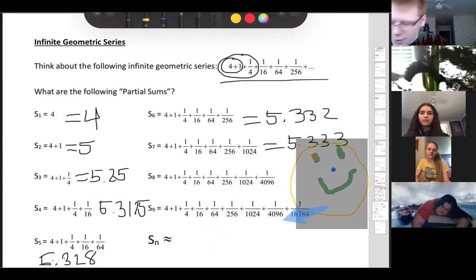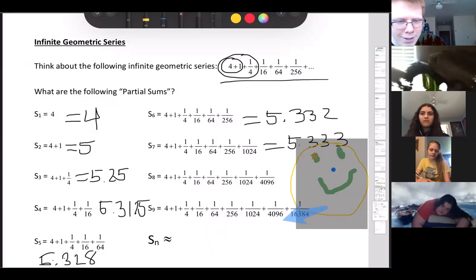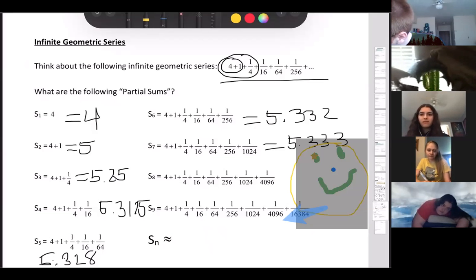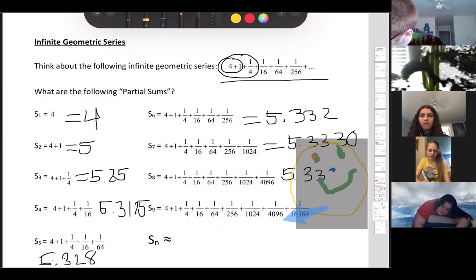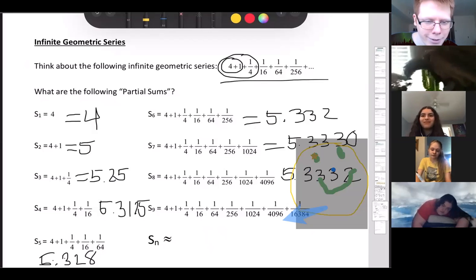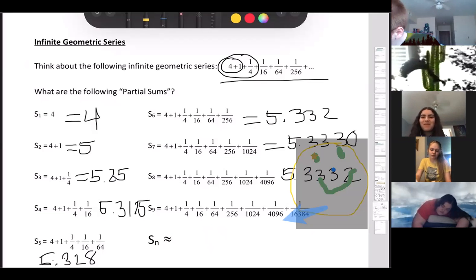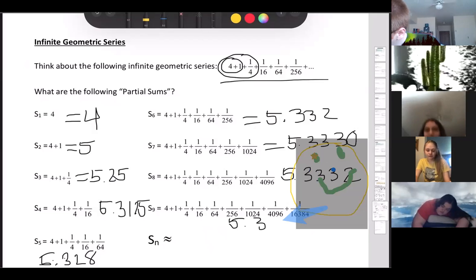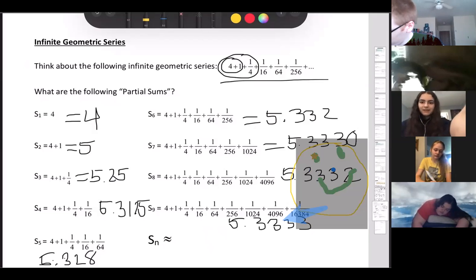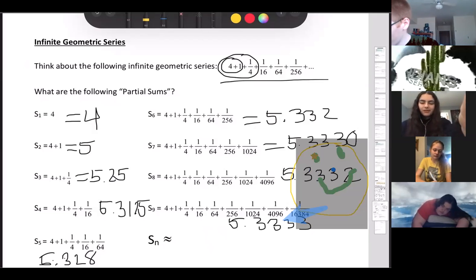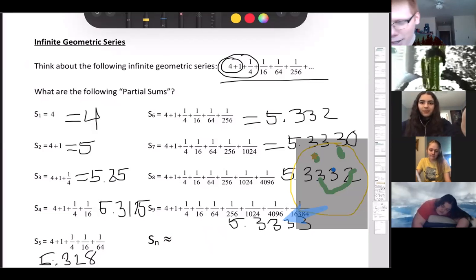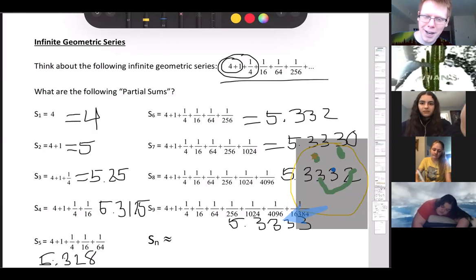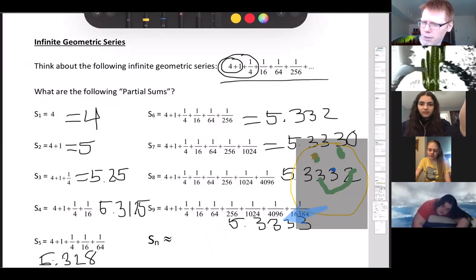Right. This one's about, here, I'm going to add another decimal place just so you can see this is different. This one's about 5.332. This one's about 5.3333. So you see, especially further along in this series, the more terms I add, it's really not making a big difference, right? It's slightly changing, but you can see it's approaching a value.